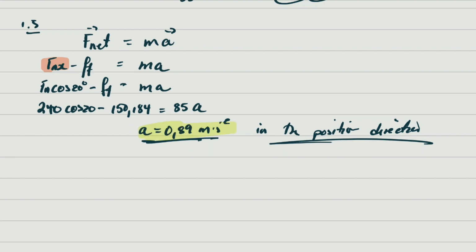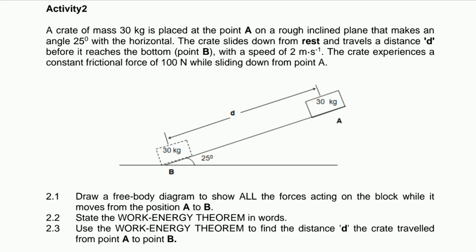And this is the very first question we're going to do. It's quite long because it's a lot of questions related to the same thing, but it's a very good question. So we're going to activity 2, or question 2. A crate of mass 30 kilograms. This is the mass of the crate. M equal to 30 kg.